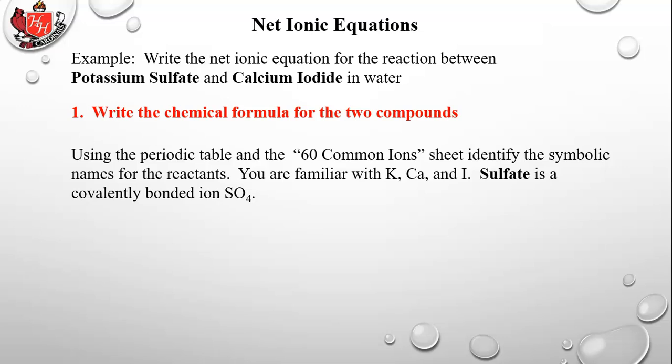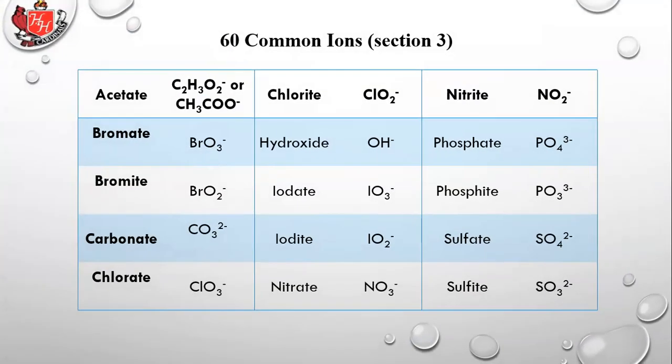Using the periodic table and the 60 common ions sheet, identify the symbolic names for these reactants. You are familiar with potassium, calcium, and iodide. Sulfate is a covalently bonded ion, SO4. So potassium sulfate is going to be KSO4. You put it together with the SO4. Again, that comes off the third section on your 60 common ion sheet. Calcium iodide is CaI. There you see a portion of your 60 common ions, and you see sulfate down there in the lower right, SO4 2-. So sulfate has a 2- charge.